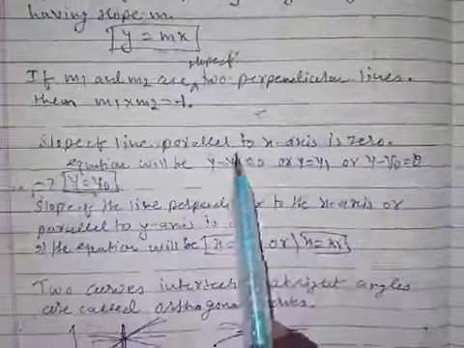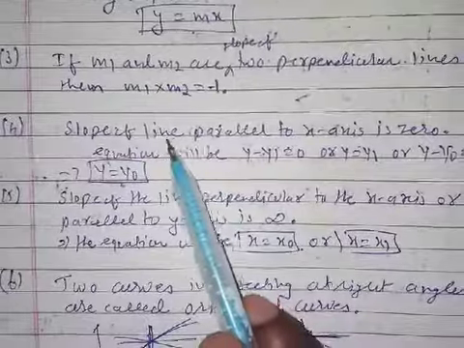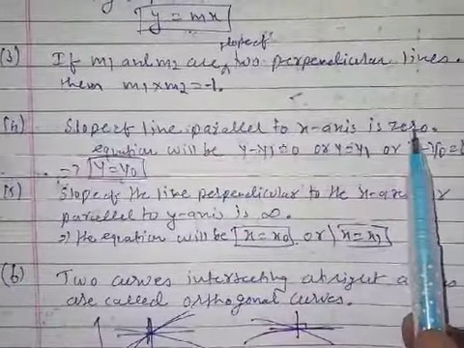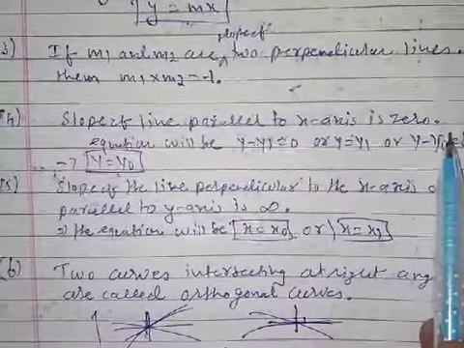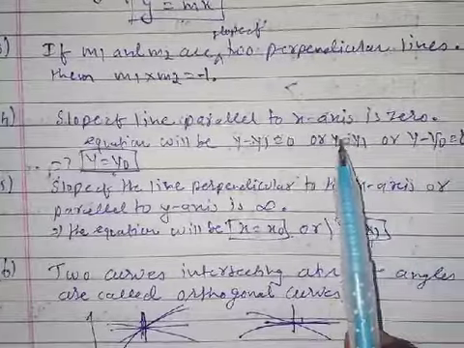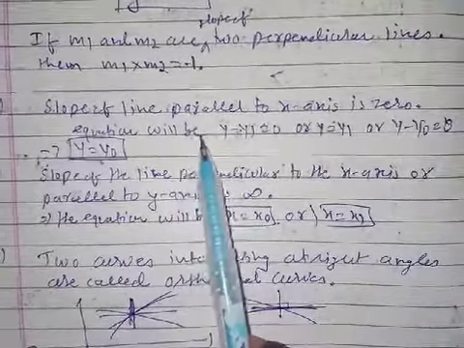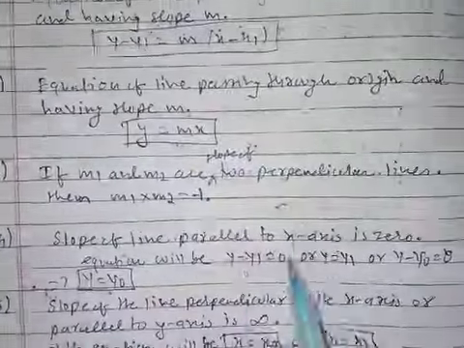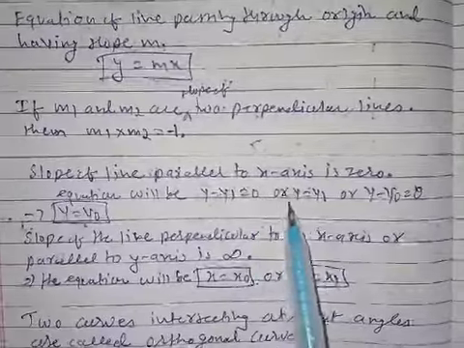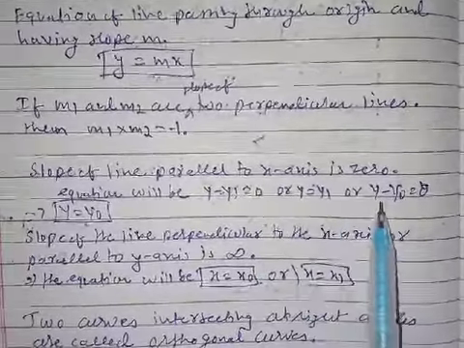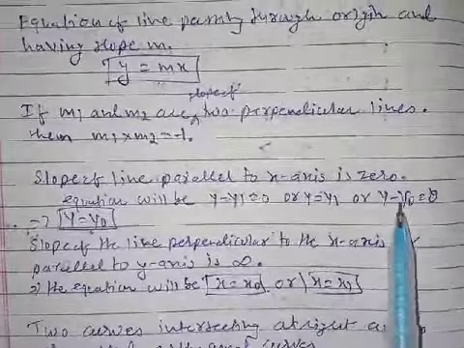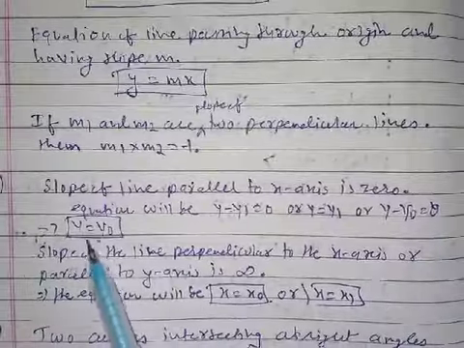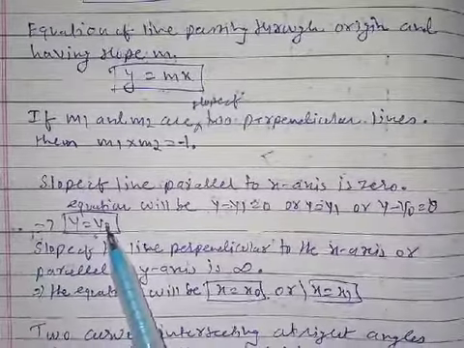The slope of a line parallel to x-axis is 0. We did it many times. The equation will be, if slope is 0, then this term will become 0. So y minus y1 equal to 0, or we can say y is equal to y1, or y minus y0 is equal to 0, or y is equal to y0. It is one and the same thing.